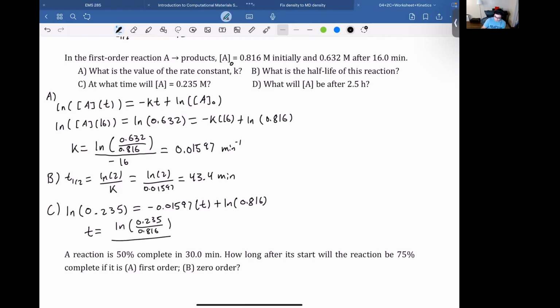0.816 divided by negative 0.01597. Plugging this all in gives you 77.9 minutes. If you're not sure where I'm getting the algebra, I would do a quick review on your logarithm rules. There's plenty of good videos on YouTube for that. I am just condensing them after the subtraction.